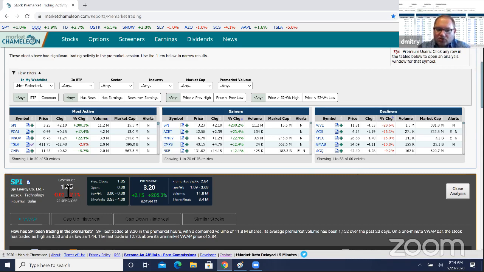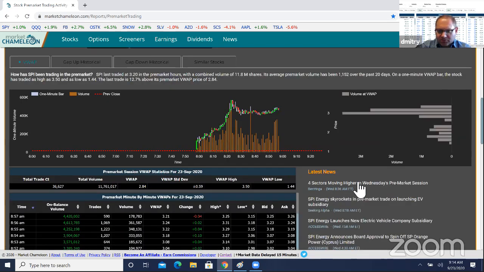So that stock closed at $1.05. Right now it's trading $3.20. This is the range in the pre-market, 1.09 to 3.68, trading 11.8 million shares. That's compared to a float of 8.4 million. So very active relative to that float. Looks like there is some kind of news out there. So I'll let you guys take a look at it and figure out if the move is justified.